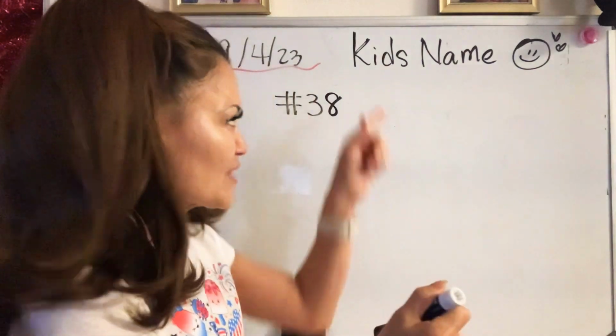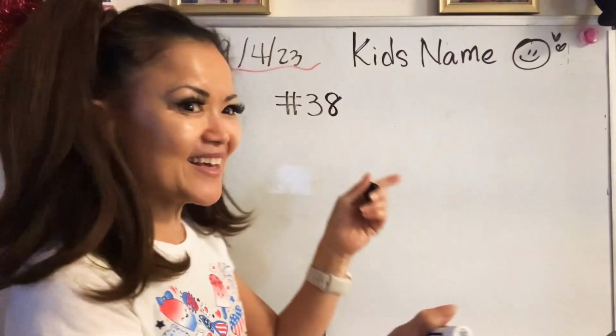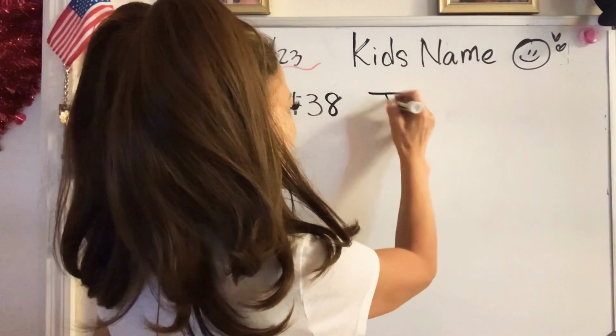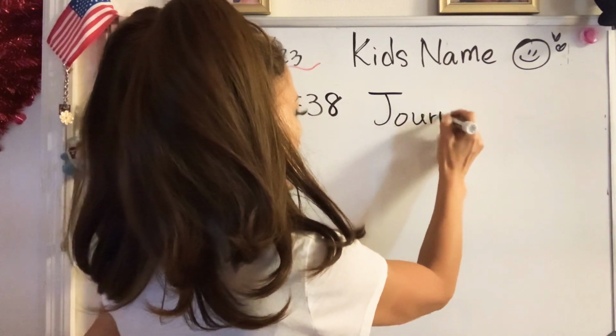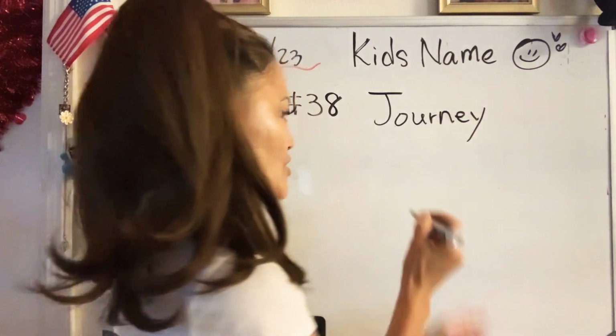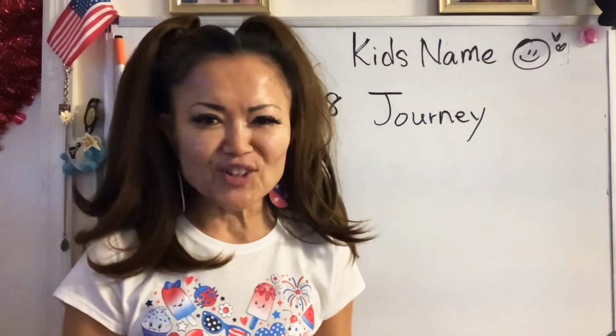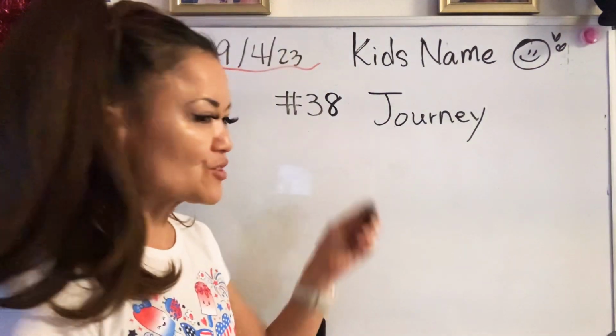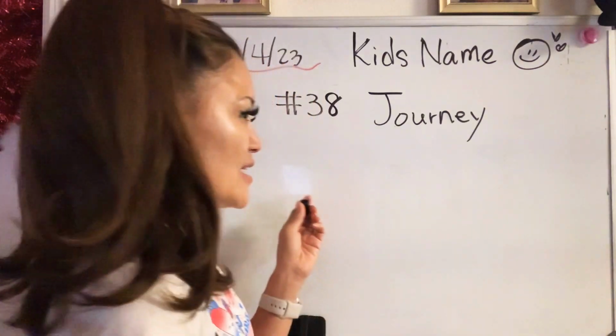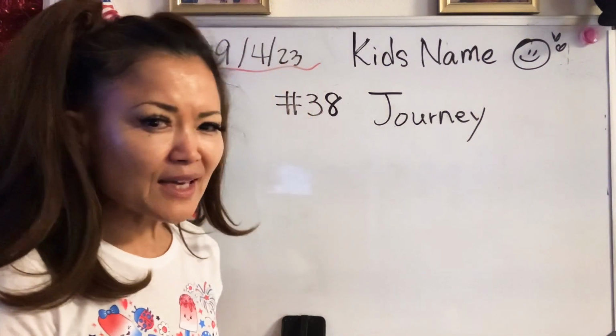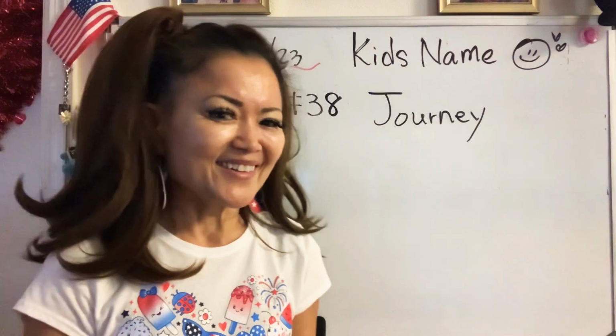Kid's name number 30 is going to be Journee. Journee is a pretty name and unique. Yeah, it's a very pretty girl. Oh my goodness, she loves to sing and she likes to write and draw and mathematics. She's a so smart girl. All right.